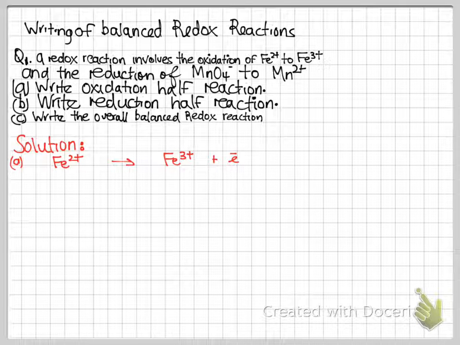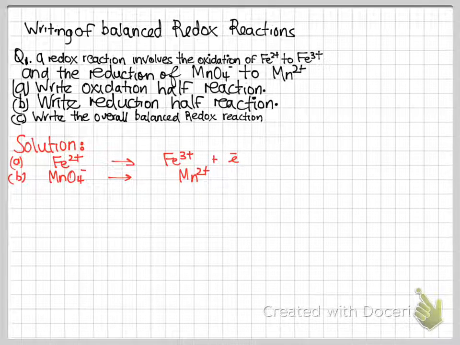Okay, now the oxidation reaction, which is part A of the question, is Fe2+ goes to Fe3+ plus an electron. Remember, OIL RIG, oxidation involves loss of electrons. So if there's a loss of electrons on your left hand side, it occurs as a gain of electrons on your right hand side. That's why there's plus 1 electron on the right hand side.